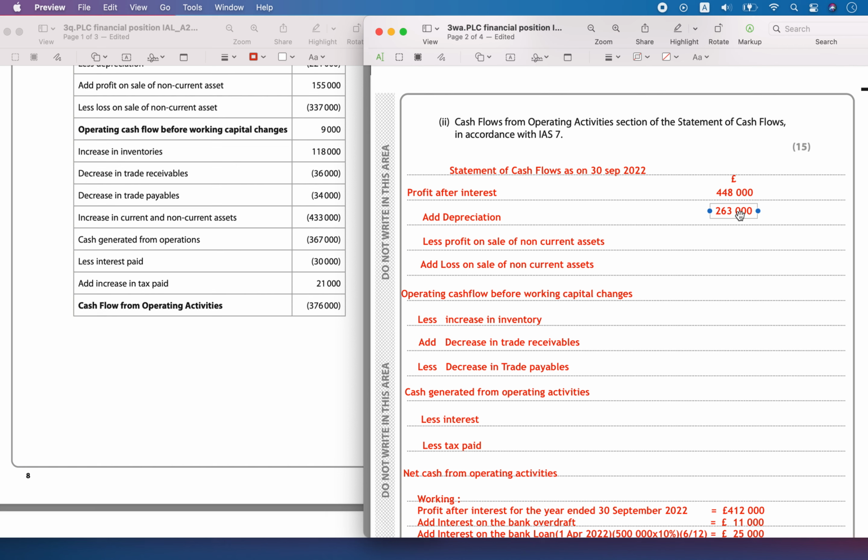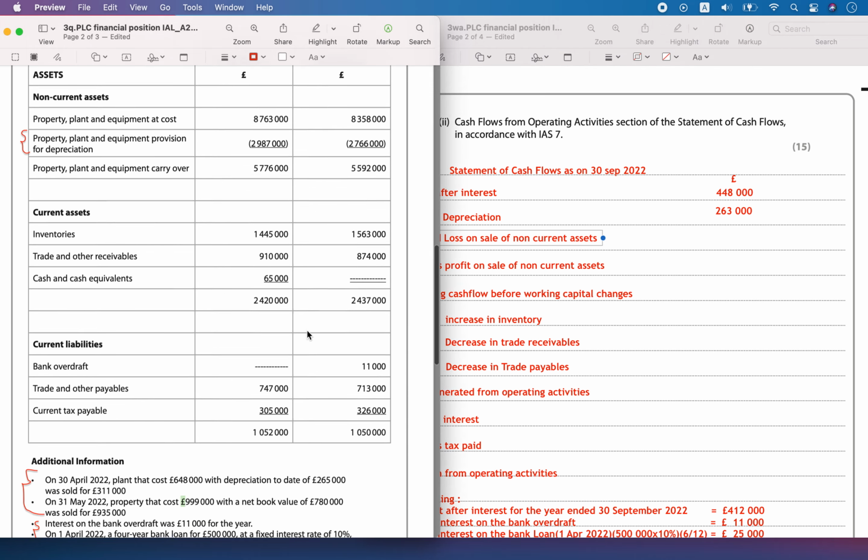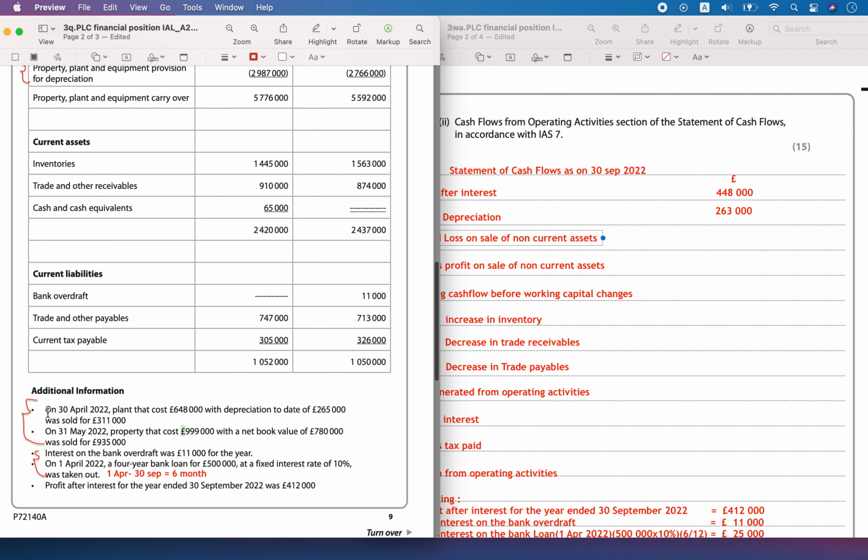Then you will also add any depreciation charges, any costs or expenses incurred, and you will have to less the profit on any sale of the non-current assets, the profit generated. That will represent the operating cash flow before the working capital changes. So we have to add back any loss on the sale of assets.